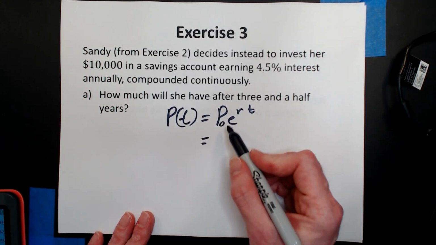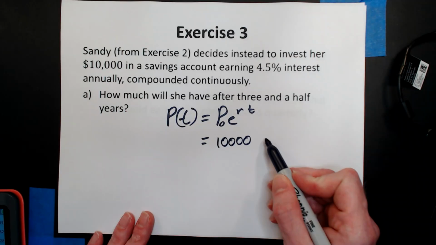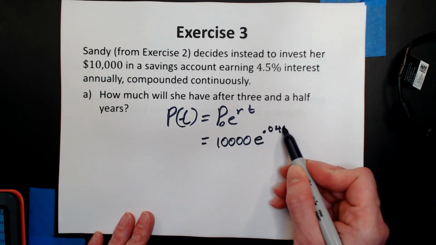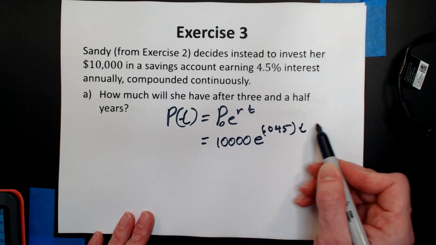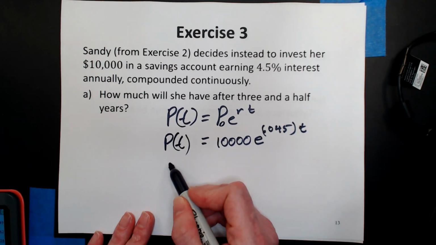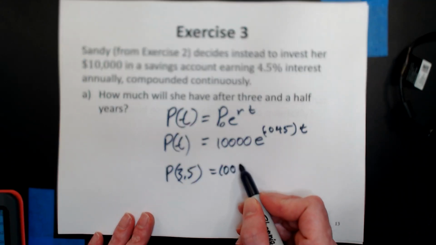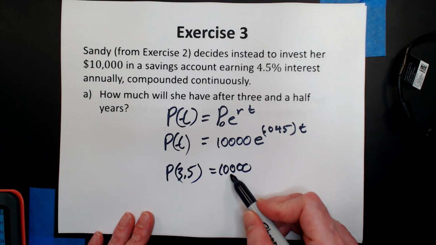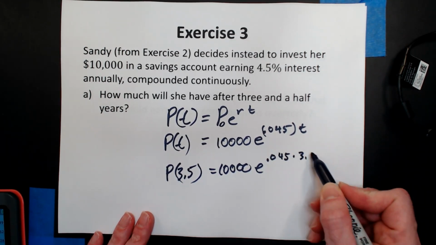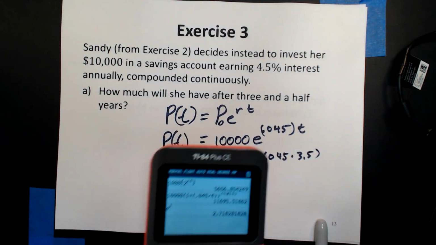And so we're going to say she had 10,000 in our example, and she's going to multiply it by e to the r. And once again, your rate is 0.045, and then you multiply that by t, whatever t is in this case. So let me just write the formula first. And then we'll plug in 3.5 like we did last time. And that's going to be 10,000 e to the 0.045 times 3.5. Let's plug that into our calculator.